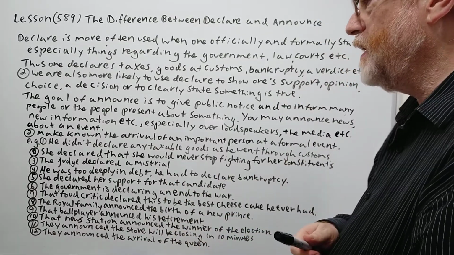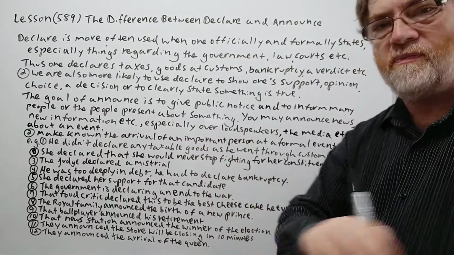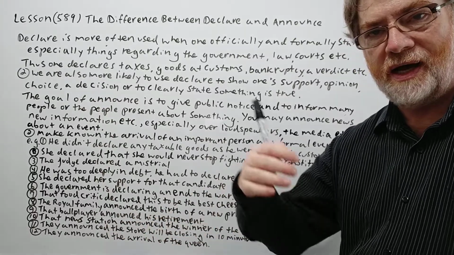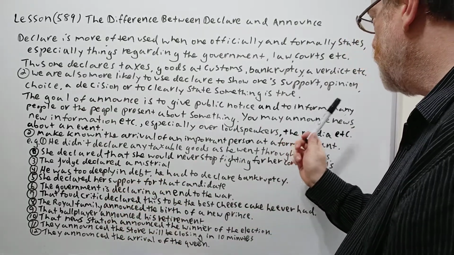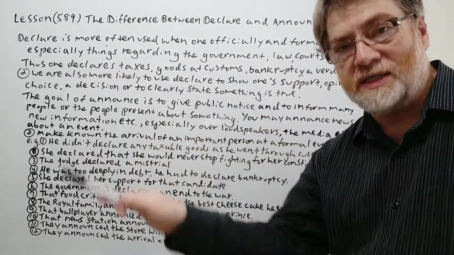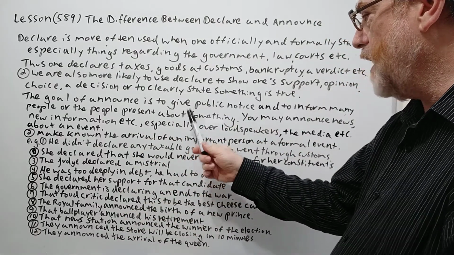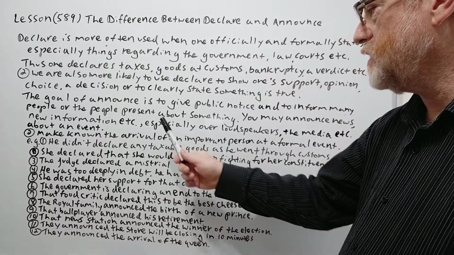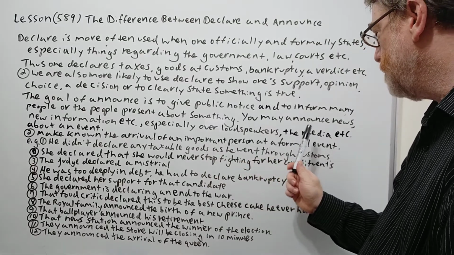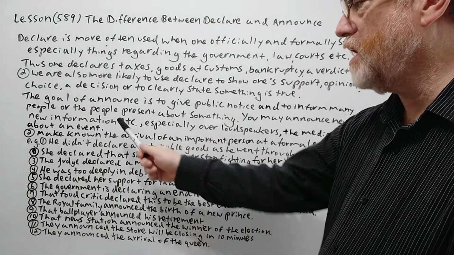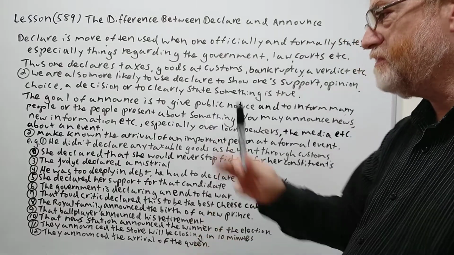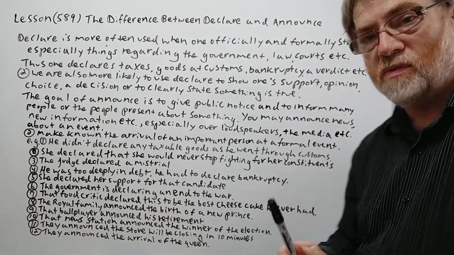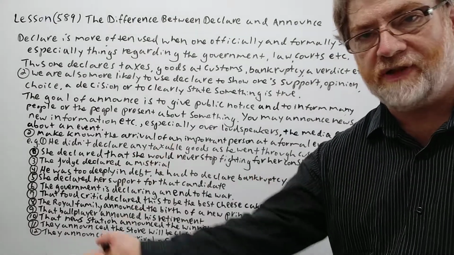All right, let's continue. Now, the goal of announce is just to give public notice, to tell as many people as possible about something, and to inform many people, or the people present, just possibly in front of you. You may announce news, new information, etc., especially over loudspeakers, the media, etc., about an event. And we have a second meaning on this one too: to make known the arrival of an important person at a formal event. So they announce the arrival of someone.